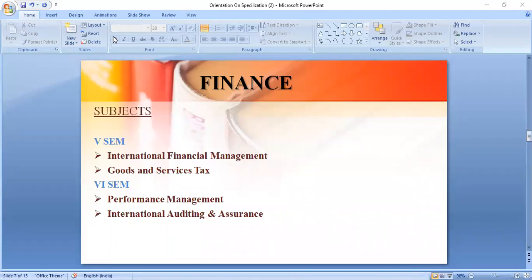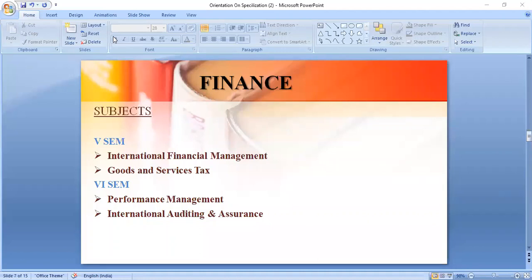The next elective in your 6th semester will be international auditing and assurance. One thing before I talk about this subject, I want to make it very clear to the accounts and finance specialization students, whichever specialization you choose. When Sharmila ma'am was talking about the core papers, she mentioned a subject called principles and practices of auditing. Because the subjects sound very similar, I don't want students to misunderstand: principles and practices of auditing is different and international auditing and assurance is different.